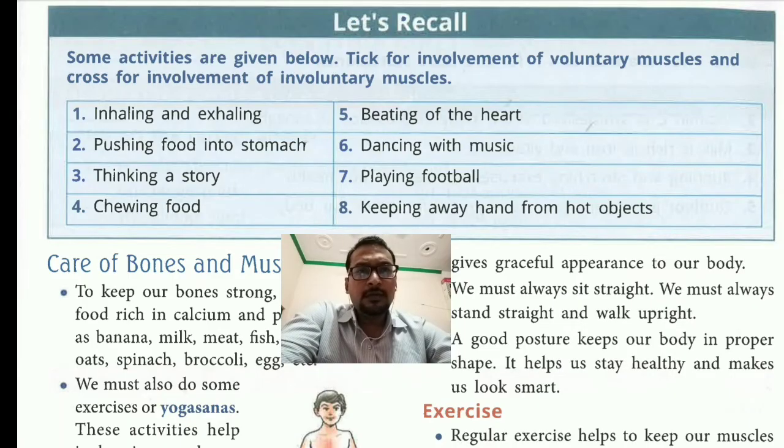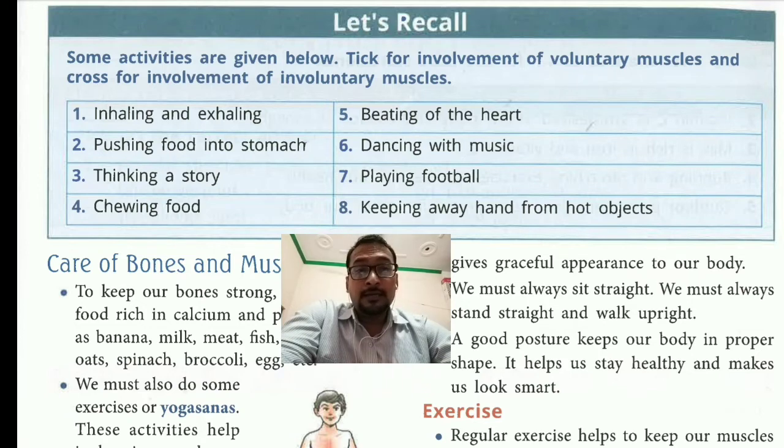Now let's recall some activities given below. Tick for involvement of voluntary muscles and cross for the involvement of involuntary muscles. Number 1, inhaling and exhaling. This is called breathing. Do you think it is voluntary muscle or involuntary muscle?